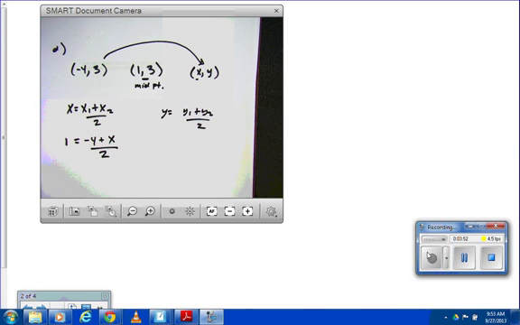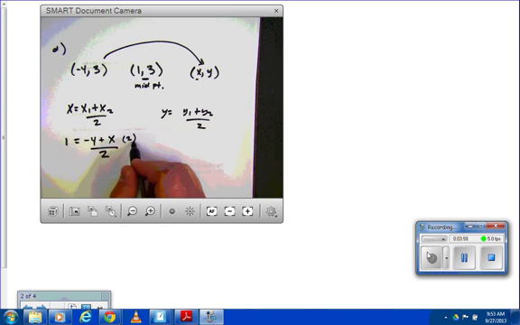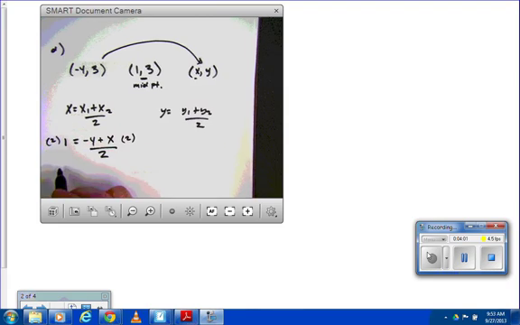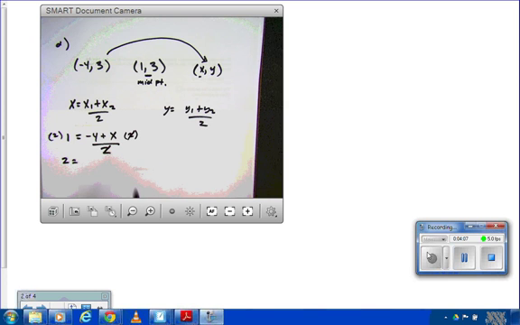Now all we have to do to figure it out is solve this equation. To solve it, to undo division by 2, we'll multiply by 2. 1 times 2 is 2. And then they just cancel out right there for me. And so we get negative 2 equals negative 4 plus x. And we just add 4 on both sides. And so that's 6.